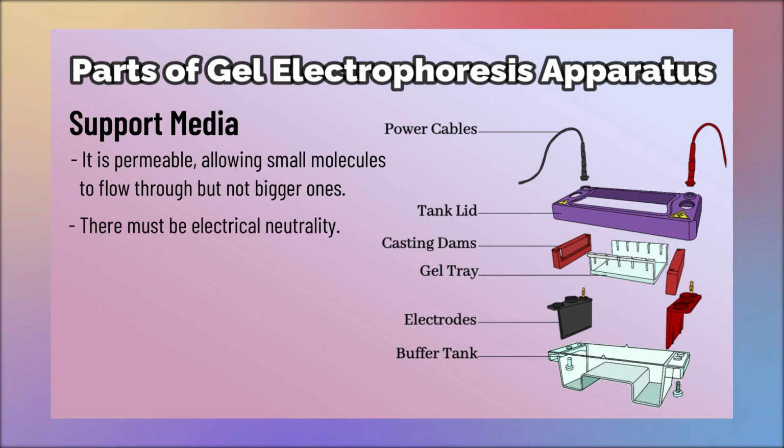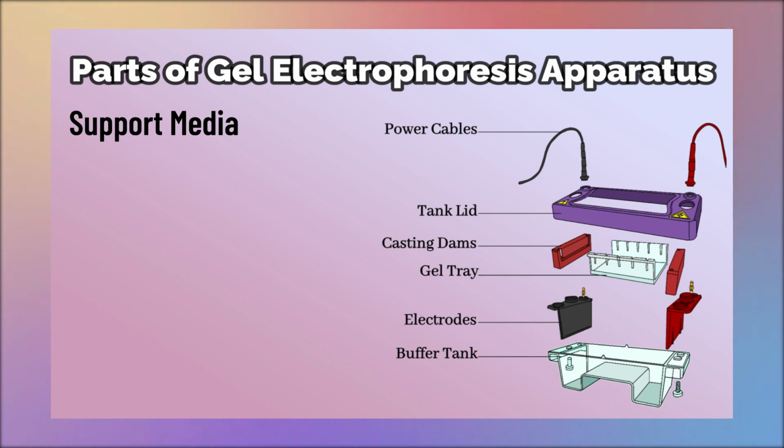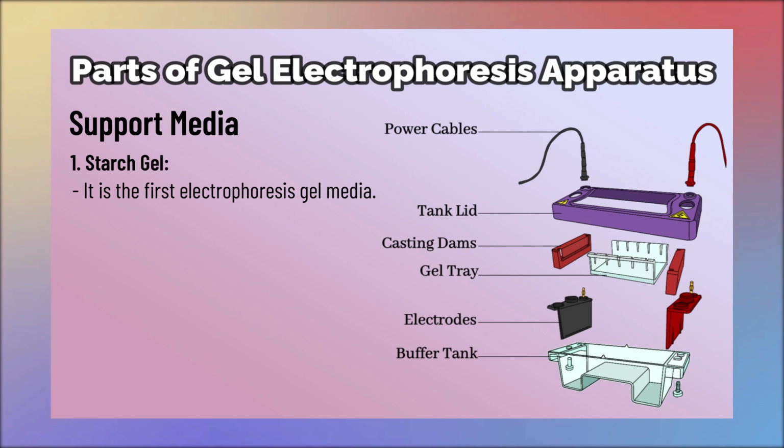There must be electrical neutrality. Nowadays, agarose gel is mainly used as a support medium for electrophoresis. Learn about the supporting media. Number 1 comes the starch gel. It is the first electrophoresis gel media.